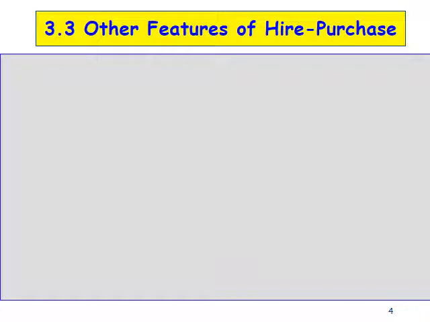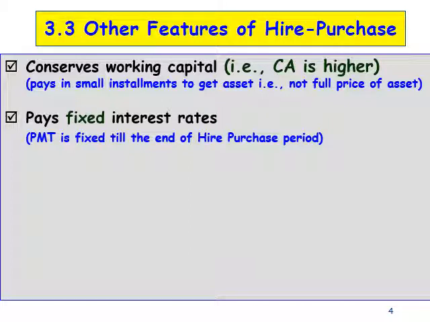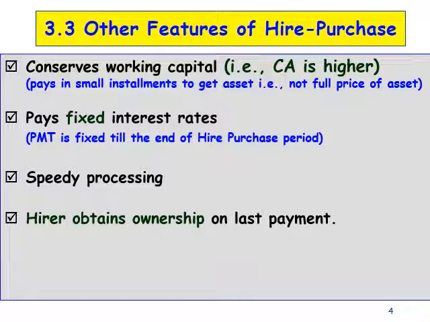Other features of hire purchase. It conserves working capital, so your current asset is higher. You pay small installments to get the asset, not the full price of the asset. You pay a fixed interest rate. The PMT is fixed until the end of the hire purchase period. It's a speedy processing, it's faster. The hirer obtains ownership on the last payment.